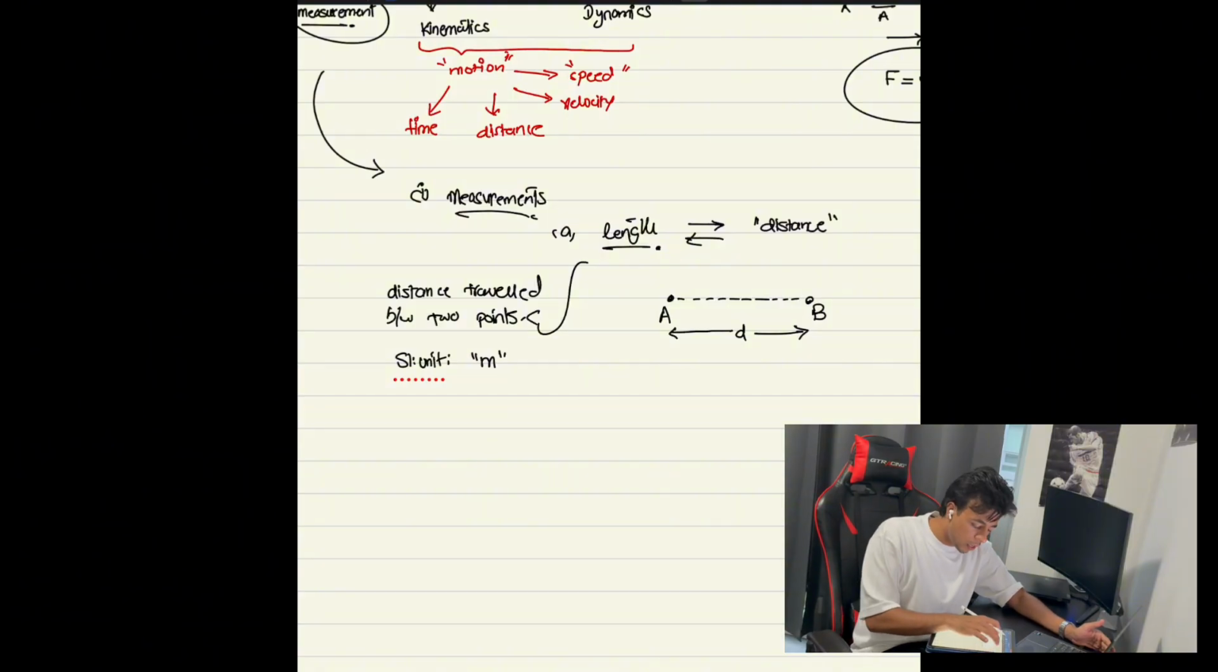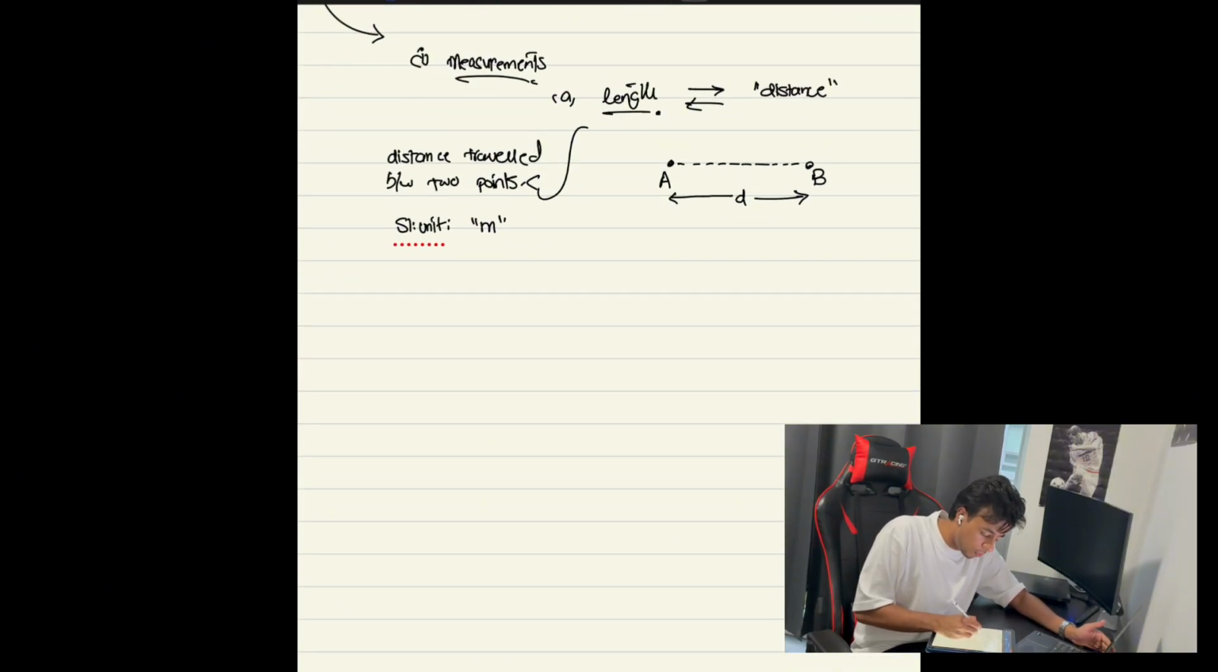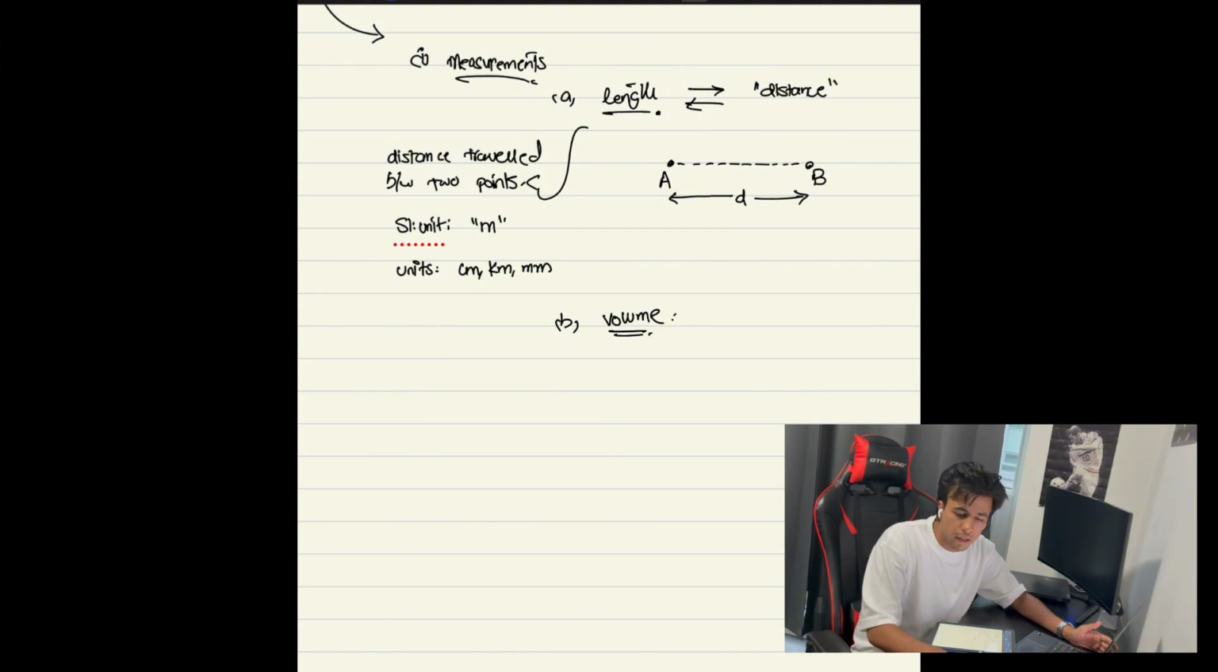But to give you an idea, the SI unit is meters, but then again, distance could use other units, in this case centimeters, kilometers and millimeters, depending on how far or how close the objects or the distance really are. So that's basically what length is. Let's talk about volume, right? So the simple definition of volume is basically the space occupied by an object.